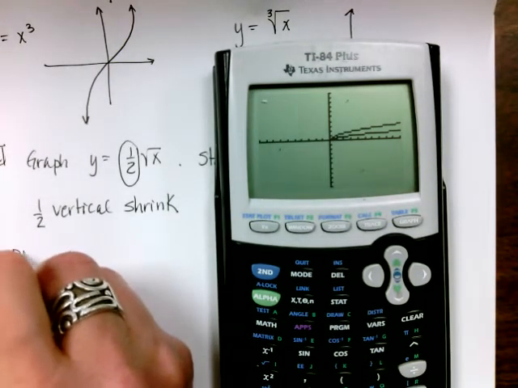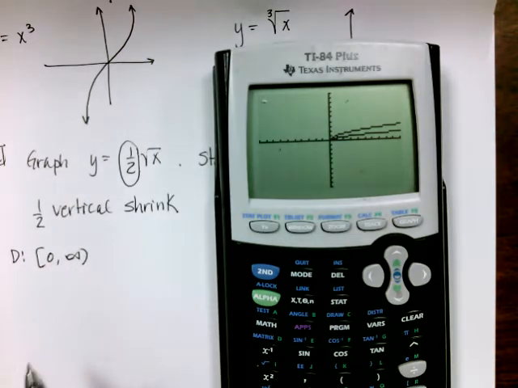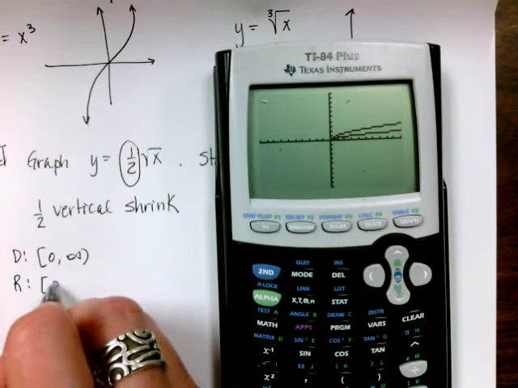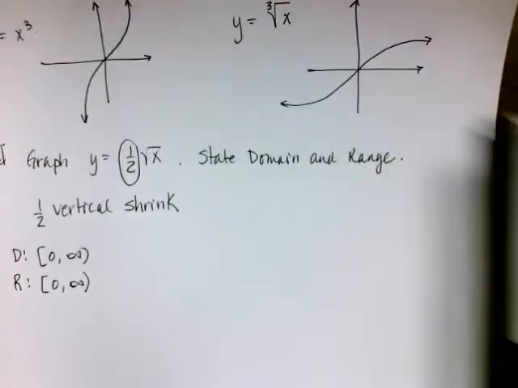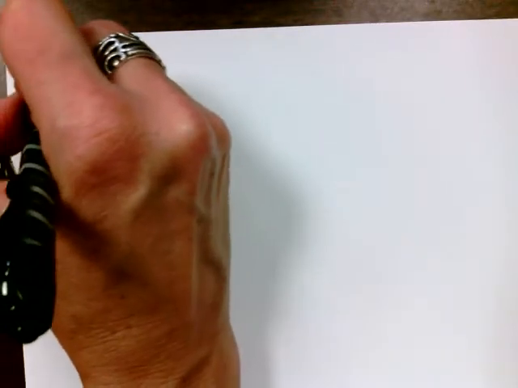So I'm going to leave that there. I'm going to talk about my domain. My domain starts at 0 and goes to positive infinity. My range also starts at 0 and also goes to positive infinity. Alrighty. So now let me show you another example. Okay.